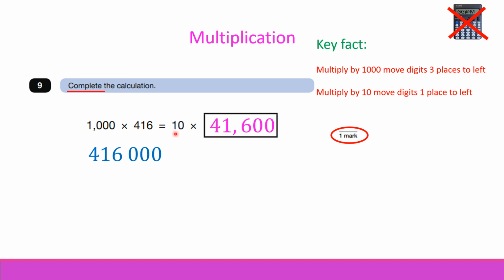So you need to know that if I do 10 times by this number, I basically add a 0 onto the end of this number, I get the same answer as what I've got here. So there are different ways of thinking about this, whether you think about doing the number we've got here, 416,000 divided by 10, or what number do I multiply 10 by to get 416,000? Either way will give you the correct answer.